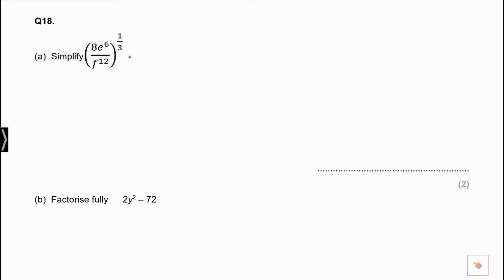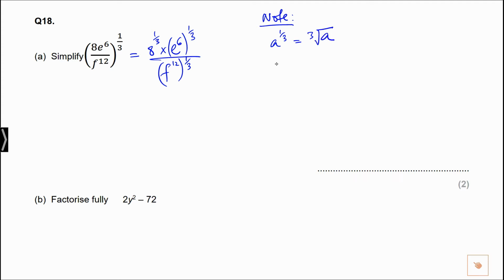Now, this will be equal to 8 to the power of a third, because you have everything to the power of a third, multiplied by e to the power 6 to the power of a third over f to the power 12 to the power of a third. Now, one thing you have to remember is that anything to the power of a third is the same as the cube root of that. Anything to the power of a half is the same as the square root of that. And we can apply this in simplifying indices.